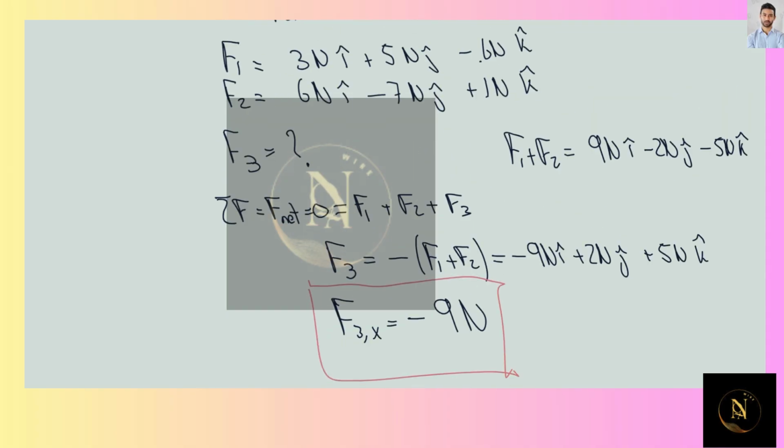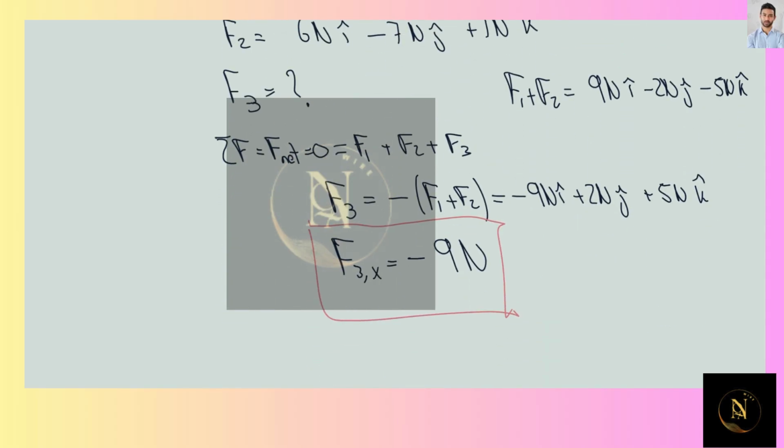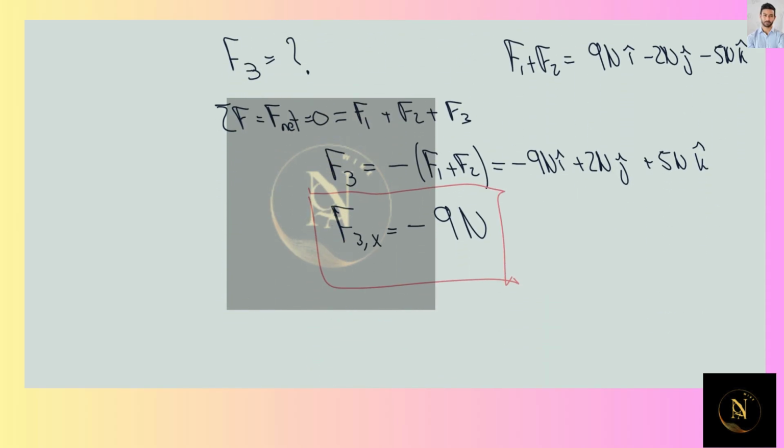So for this problem, the key aspect was that we're told that the velocity is going to be constant. If velocity is constant, the acceleration is equal to 0, and the net force acting on the particle needs to be equal to 0, as we showed here. So this is going to be our final answer.